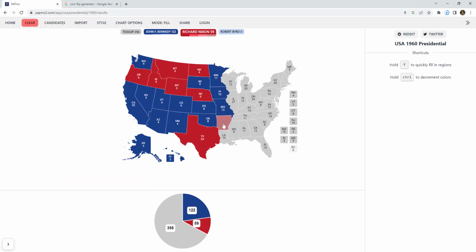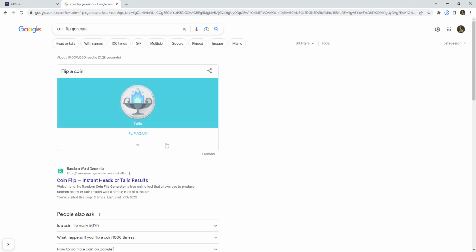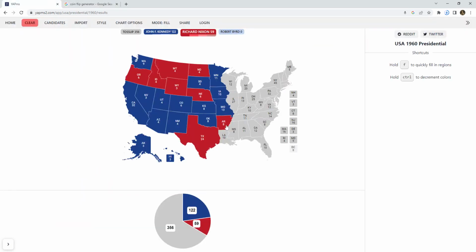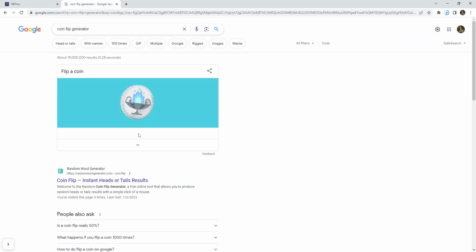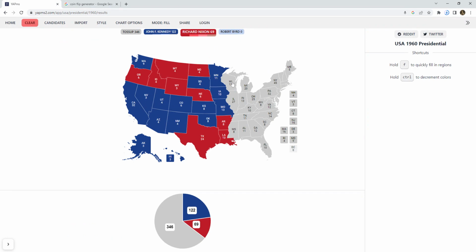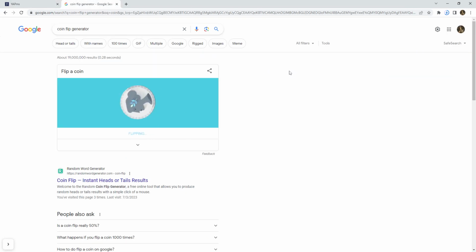Next is Arkansas. That's going to go for Nixon, so he finally gets another state. Next is Louisiana. That will go for Nixon as well, so doing well in these deep southern states. Next is Wisconsin. I will go for Nixon as well, and I believe he won that state in real life, so he went to here too.